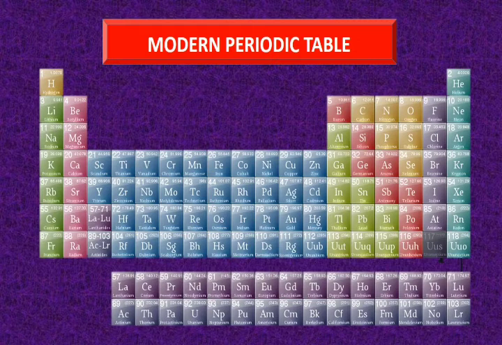With this, the modern periodic law was coined: the physical and chemical properties of the elements are periodic functions of their atomic number. With reference to the modern periodic law, the elements were arranged in the increasing order of their atomic numbers. The modern periodic table is a tabular arrangement of elements in periods and groups, highlighting the regular repetition of properties of the elements.